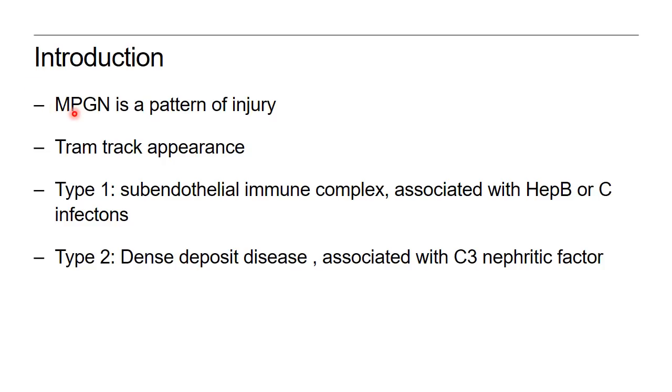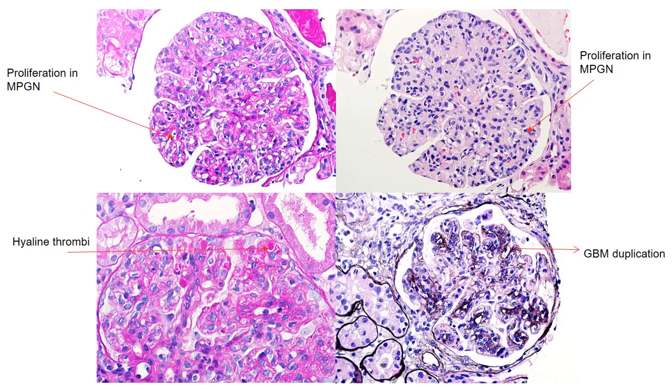So MPGN, that's membranoproliferative GN, is just a pattern of injury. Because the membrane is proliferating, it looks like two tracks or two membranes, right? So that's called a tram track appearance. There are two types to it. The first type has some endothelial immune complexes and is commonly associated with hepatitis B or C infections. Type 2 is called dense deposit disease and it is associated with C3 nephritic factor. And in a minute it will become clear to you how interesting this entity is.